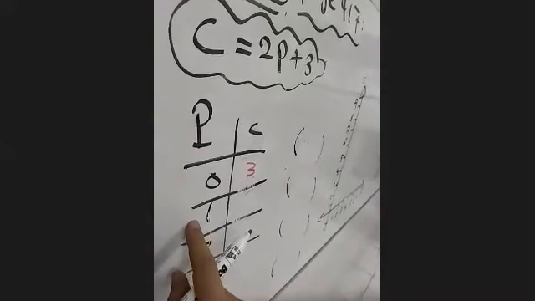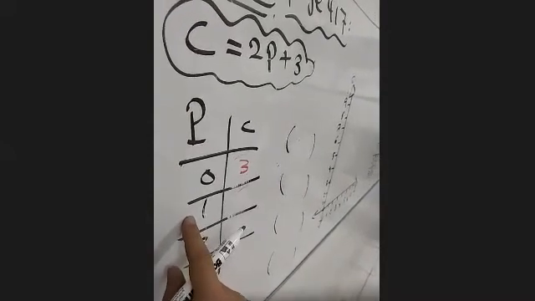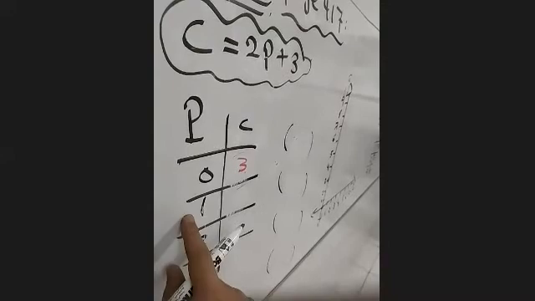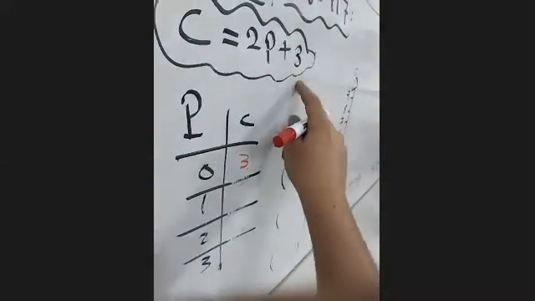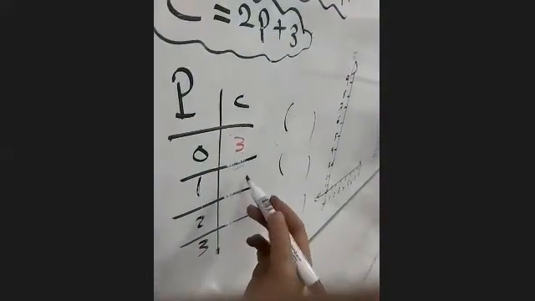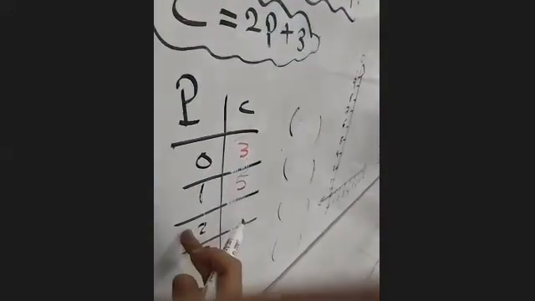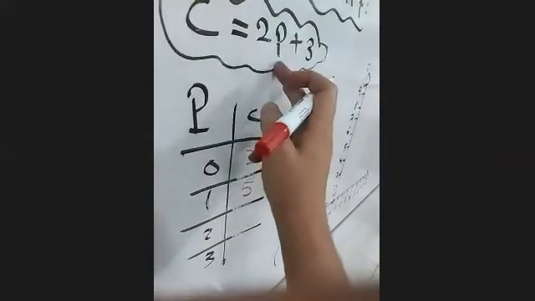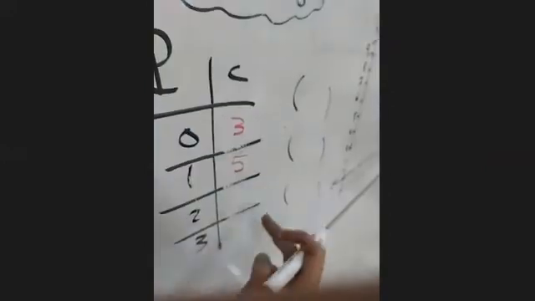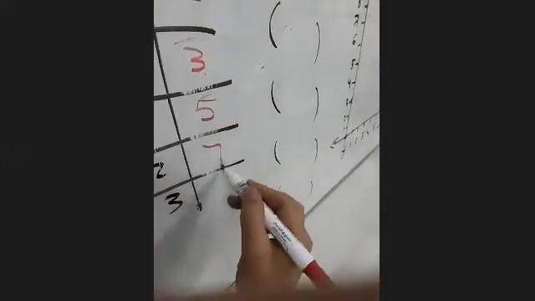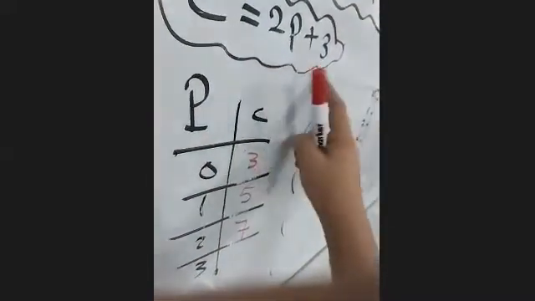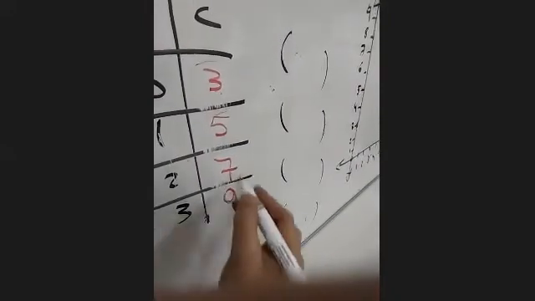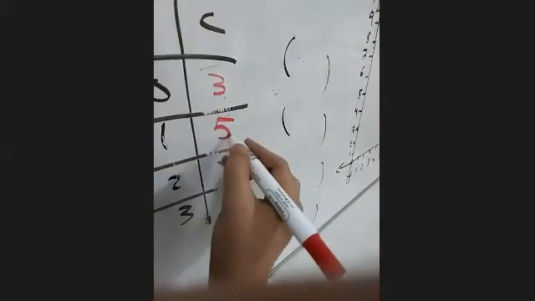Now here the 1. What will we do, Ahmed? We multiply it by 2. We will replace it by P. Yalla, 2 multiply 1, 2. Plus 3, how much? 5. And the 2 also. 2 multiply by 2, 4. Plus 3, how much? 7. The 3. 2 multiply 3, 6. Plus 3, how much? 9.